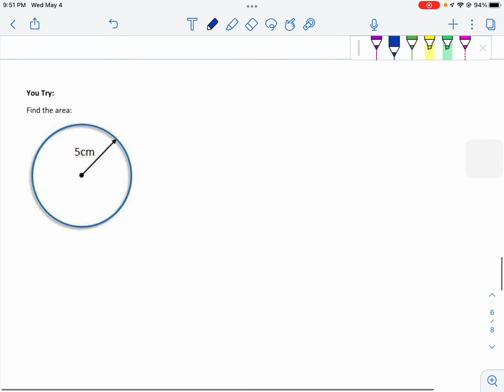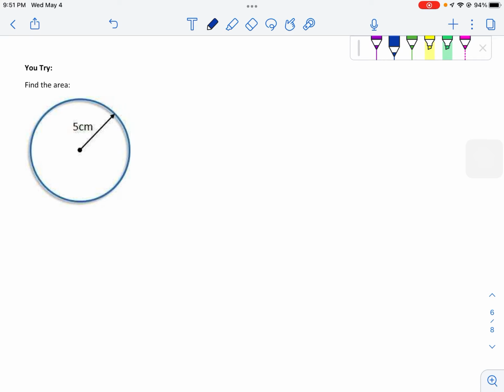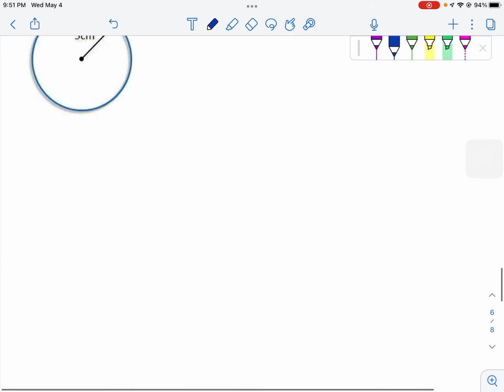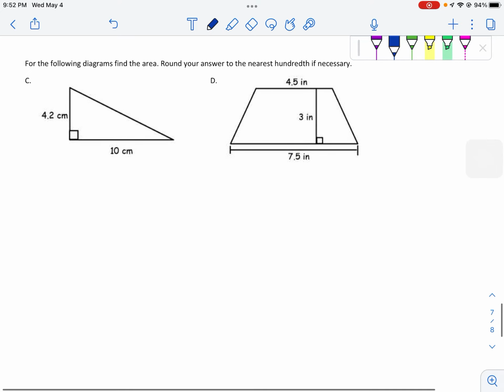All right, I would like you to try the area of this circle and choose the correct answer. So take some time and answer that question. And then the last thing we're going to review is finding the area of these two shapes.